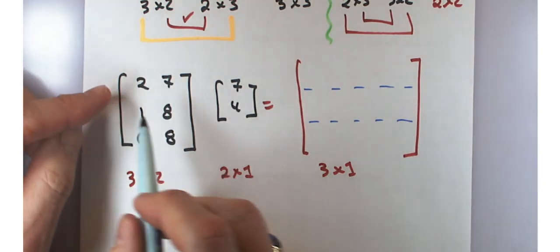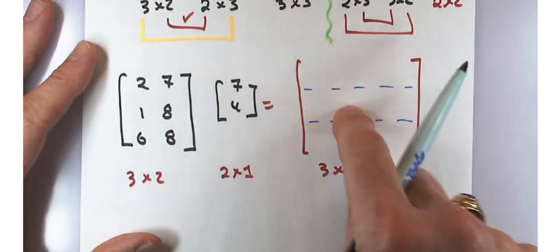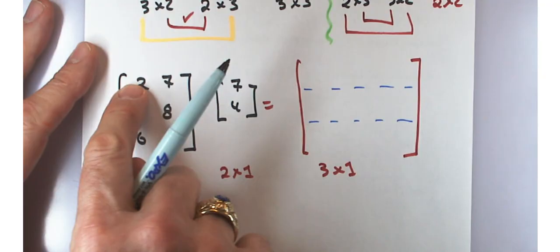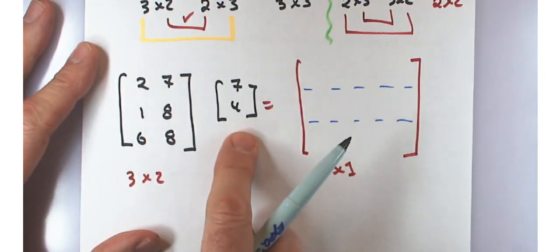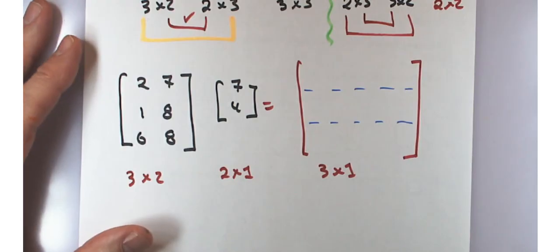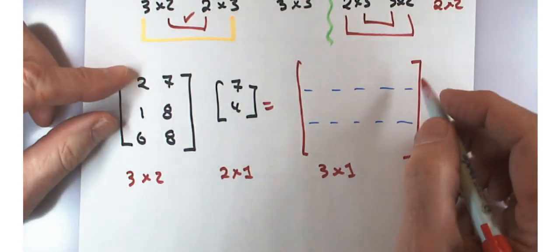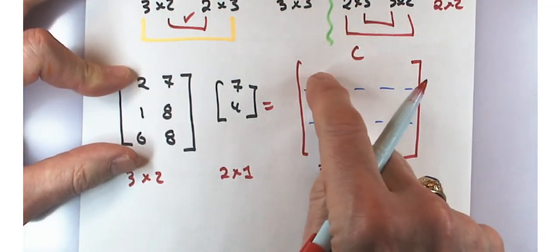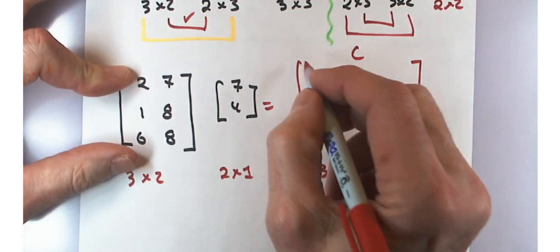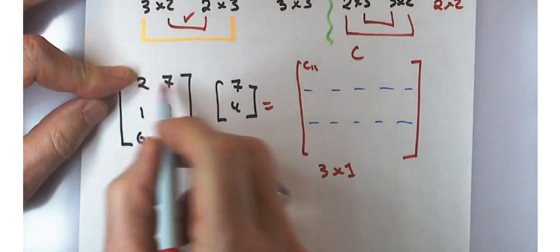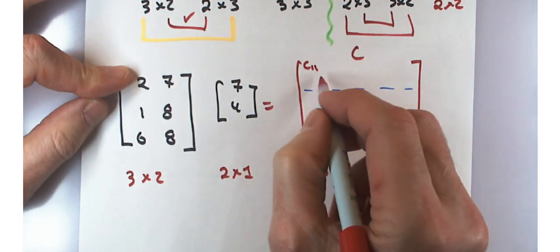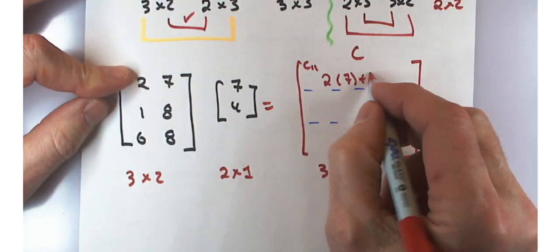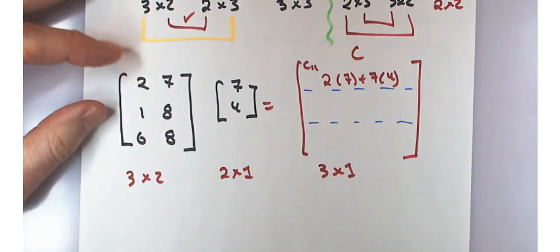But the way this works is that each of these cells comes from a product of the row of your first matrix times the column of your second matrix. So in this first example, if you wanted to call this matrix maybe C, then this is the first row and first column. Call it C11 maybe. Take the first row here times the first column here. That's going to be 2 times 7 plus 7 times 4. And I'll do the arithmetic for that later.